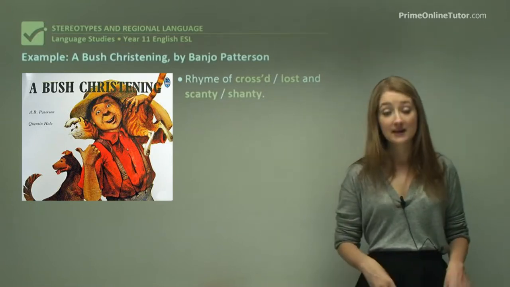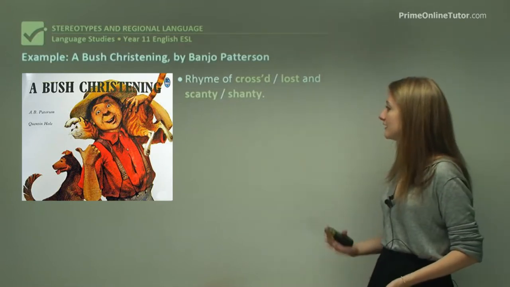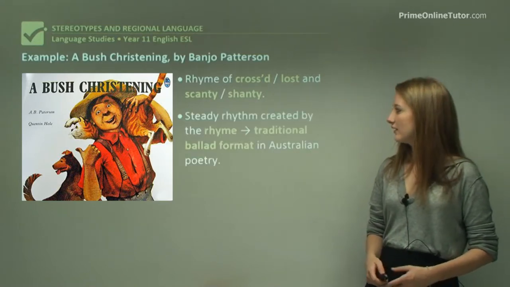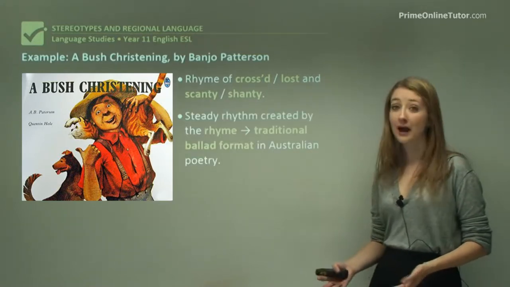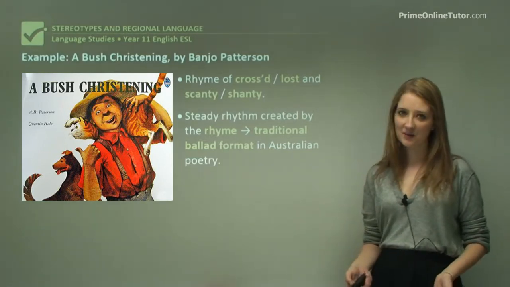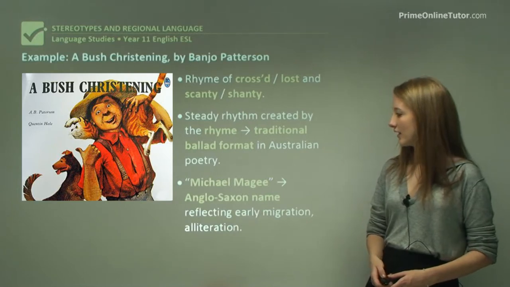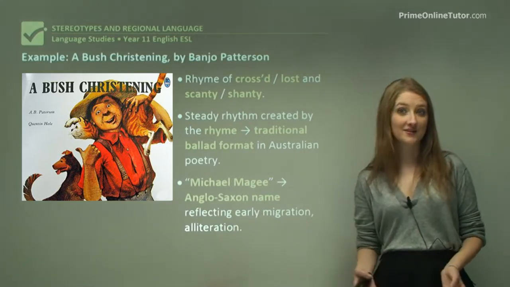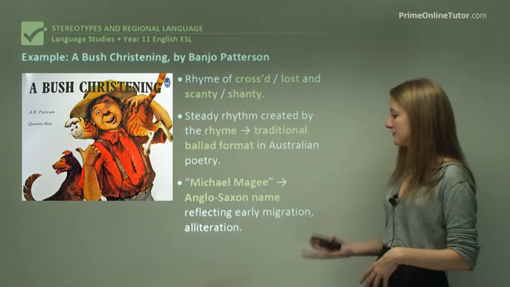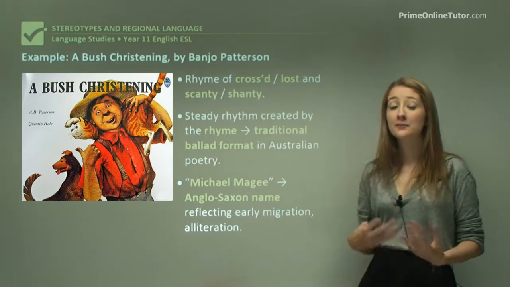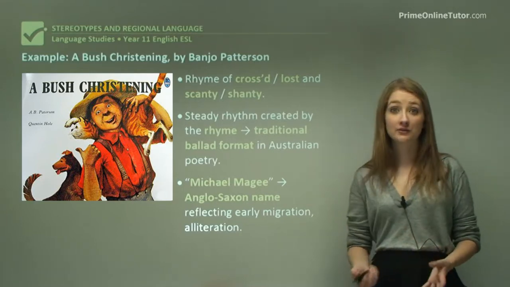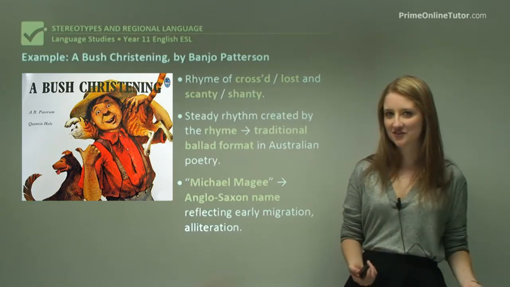We also see the importance of the rhyme of crossed and lost and scanty and shanty. This steady rhythm created by the rhyme, as I've said, is a very traditional ballad format in Australian poetry. Michael McGee, the character who's being mentioned, also reflects Australian stereotypes through his Anglo-Saxon name, reflecting the early migration. And in addition to that, it shows the M alliteration, which is a language technique that you could draw upon.